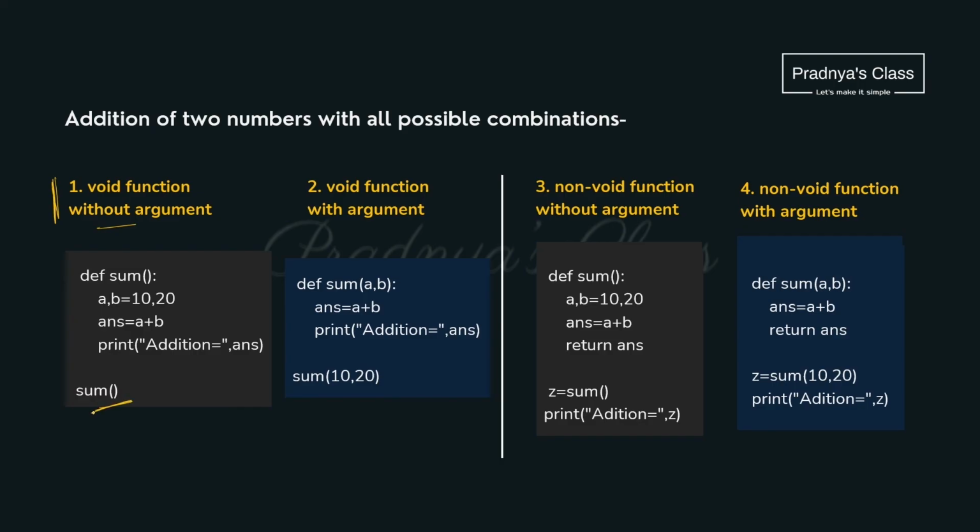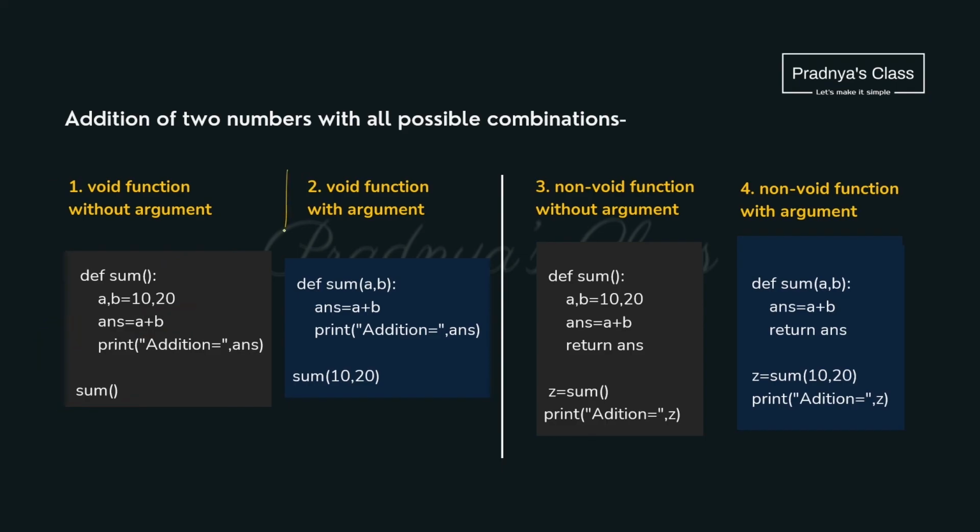Not passing any parameter means this bracket will be empty. If you are not passing any parameter means function needs to take its own values. It took its own value, calculated it and printed it because we are not passing anything back to the main program. Hope you understood the first type.